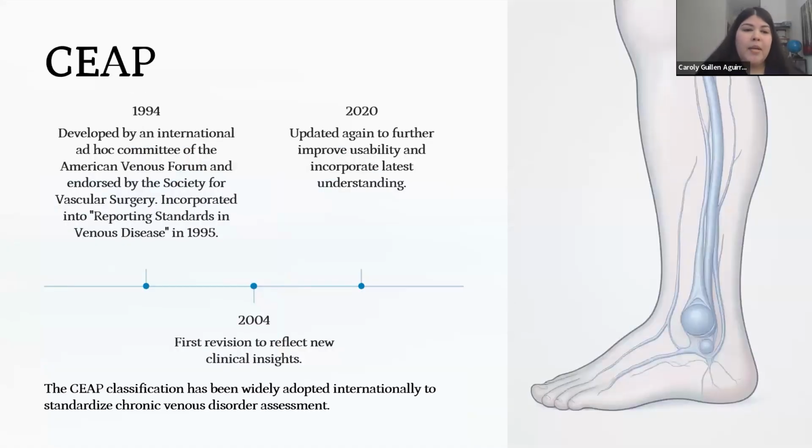So we start with the CEAP. It was developed in 1994 by the International Ad Hoc Committee of the American Venous Forum and endorsed by the Society for Vascular Surgery. And it was incorporated into the reporting standards in venous disease in 1995. It underwent the first revision in 2004 and then an update in 2020.